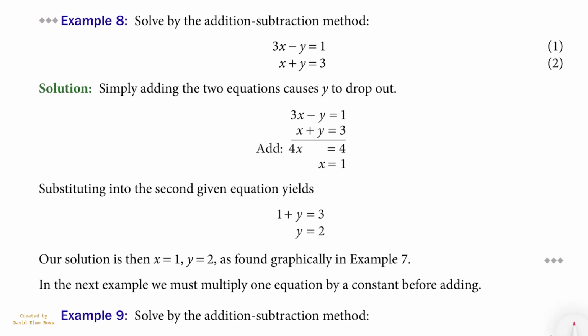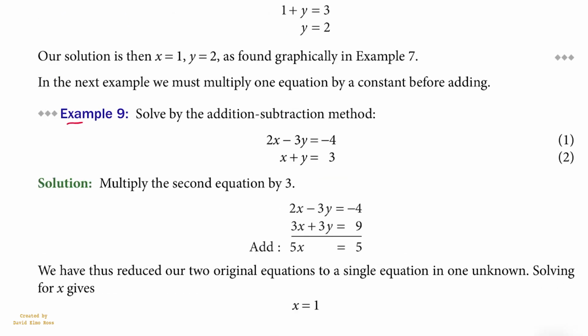Sometimes when you see two equations, just by adding these two together, you can see that these two terms drop out and we get 4x equals 4, so x equals 1, and that's pretty easy to solve. In the case of example 9, we have to multiply this equation here by 3 to get common terms. And once we do that, we can very easily come up with a solution.